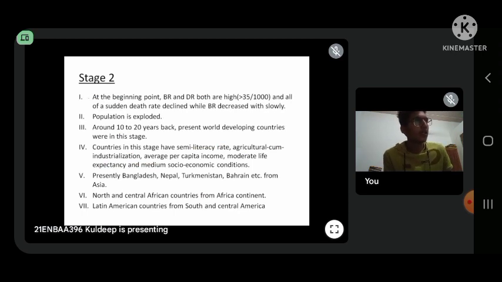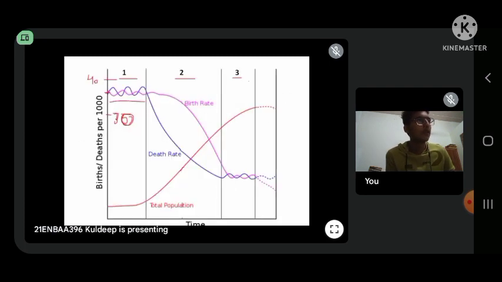At the very beginning point, the BR and DR are both high, and then all of a sudden the death rate declined while the birth rate decreased slowly. Here is the initial stage. Initially both are high, and then the death rate declined very steeply, very suddenly, whereas the birth rate declined slowly, slowly.